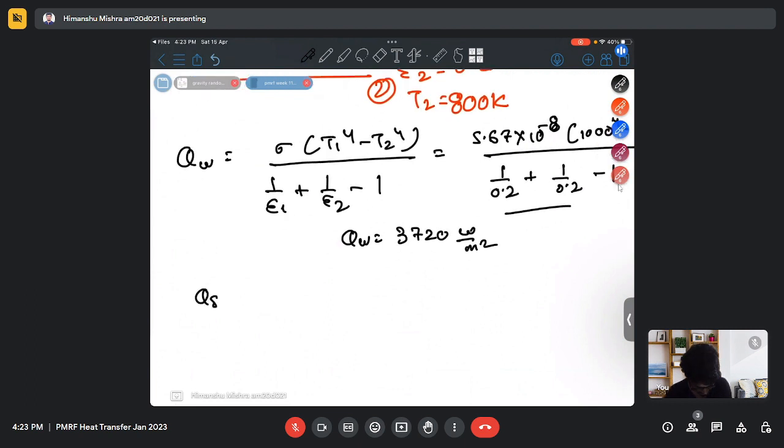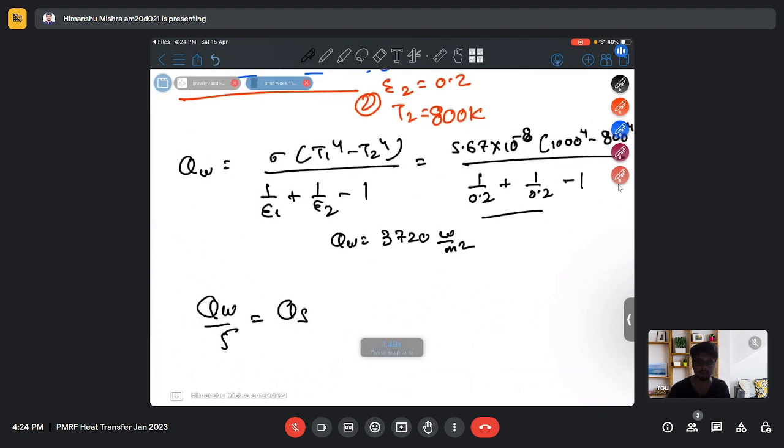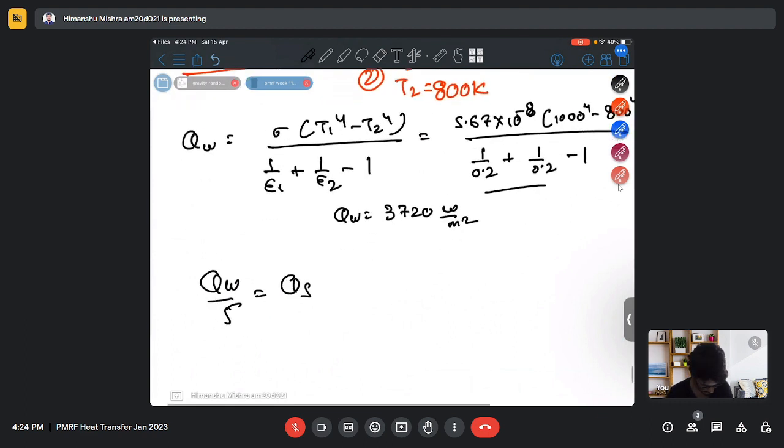So with shield, my total reduction should be 1/5 of whatever we have found. So whatever the heat transfer we have found here, it should be reduced by 1/5.